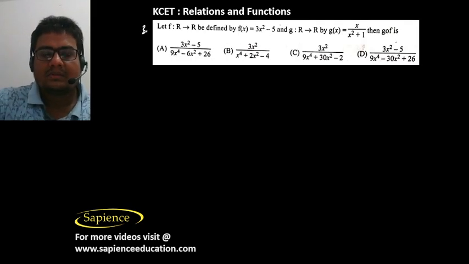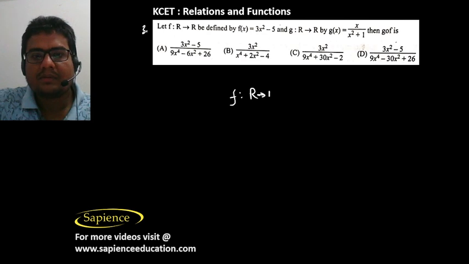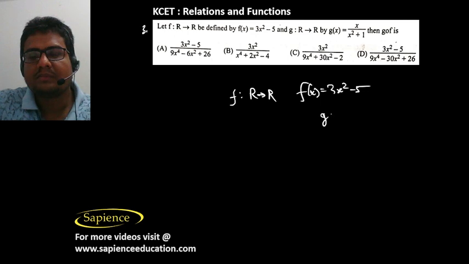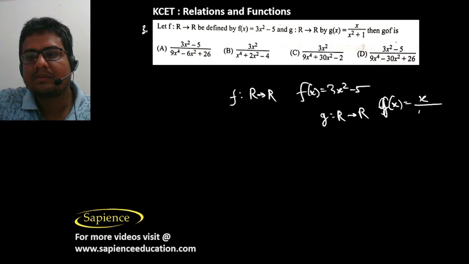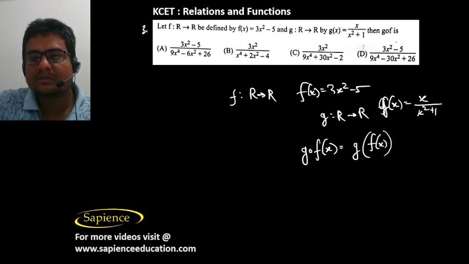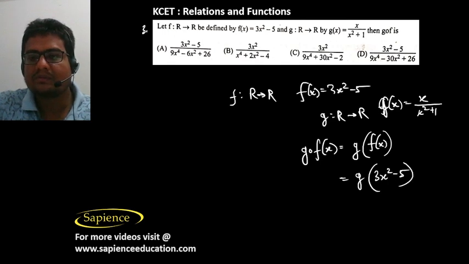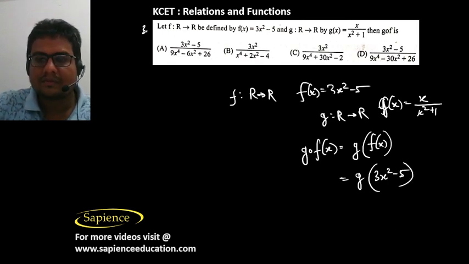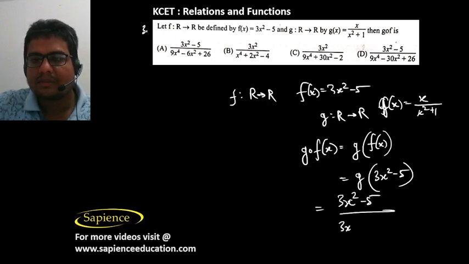Then in the third question, it is told that f is a function which maps from R to R, which is defined as f of x equals 3x square minus 5, and g maps from R to R also, where g of x is defined as x by x square plus 1. Then g of f is how much? So g of f of x, f of x is 3x square minus 5. So in place of x we should substitute 3x square minus 5, which is equal to 3x square minus 5 divided by 3x square minus 5 whole square plus 1.